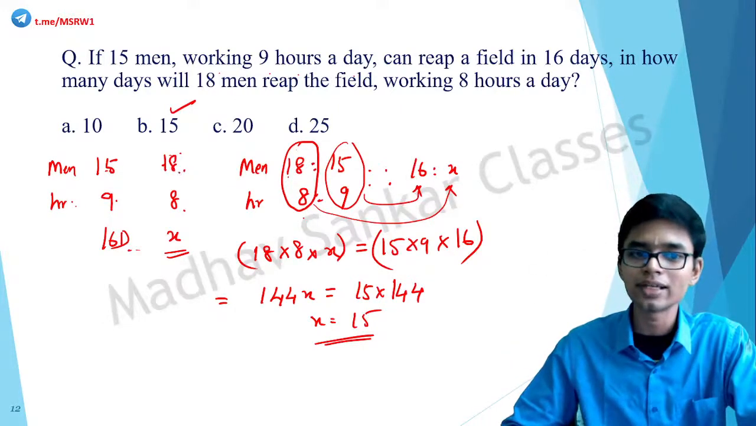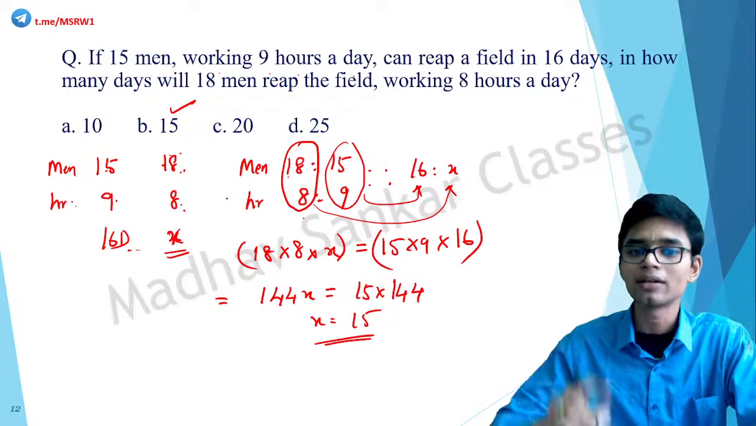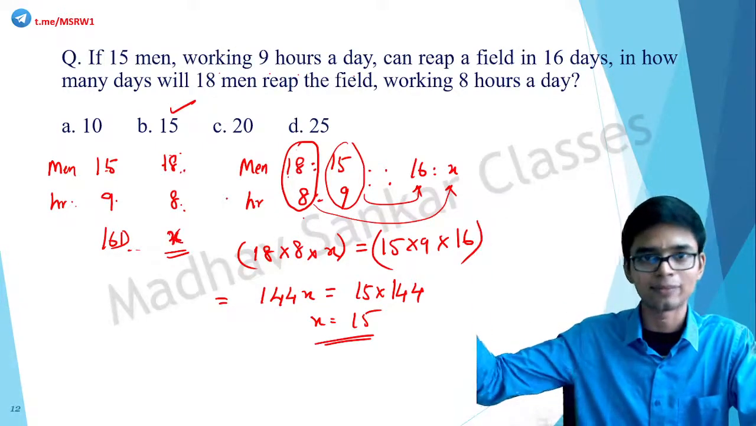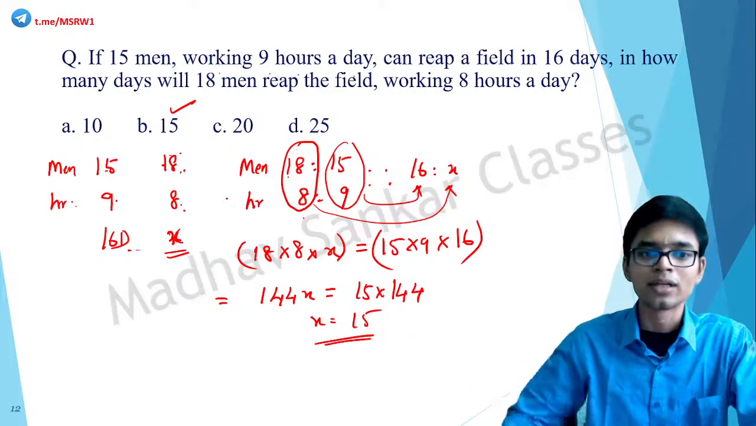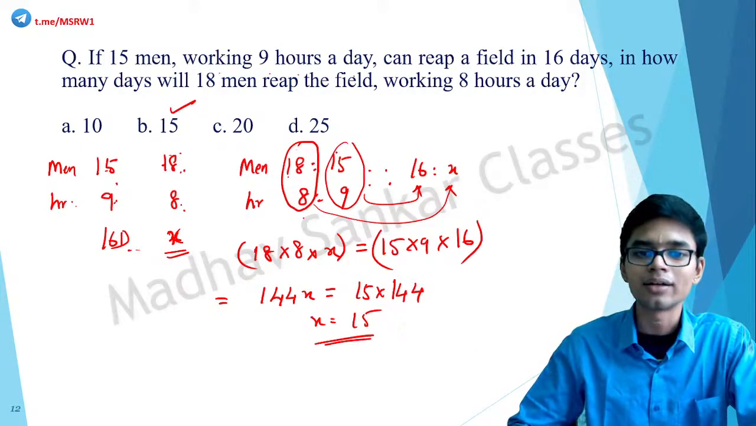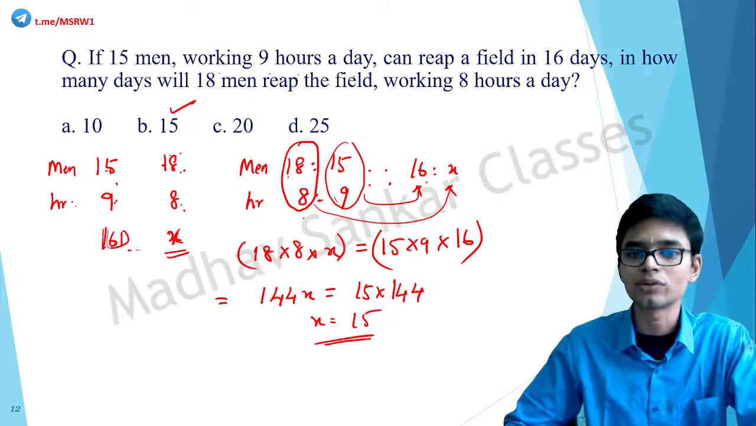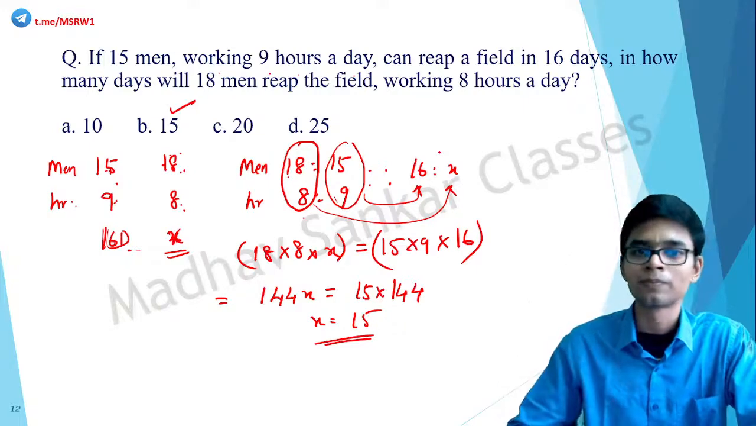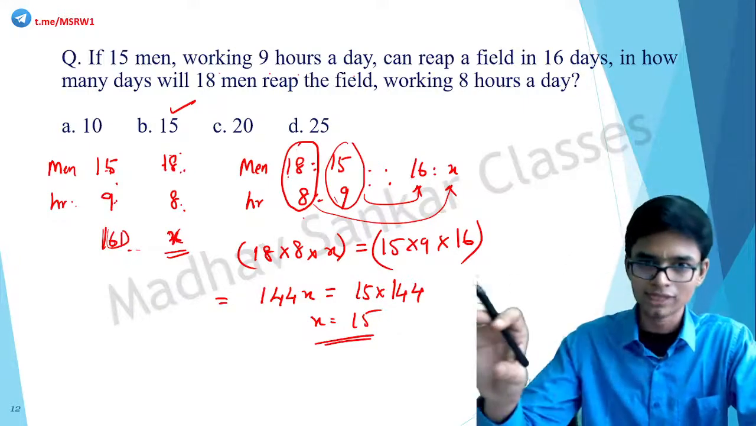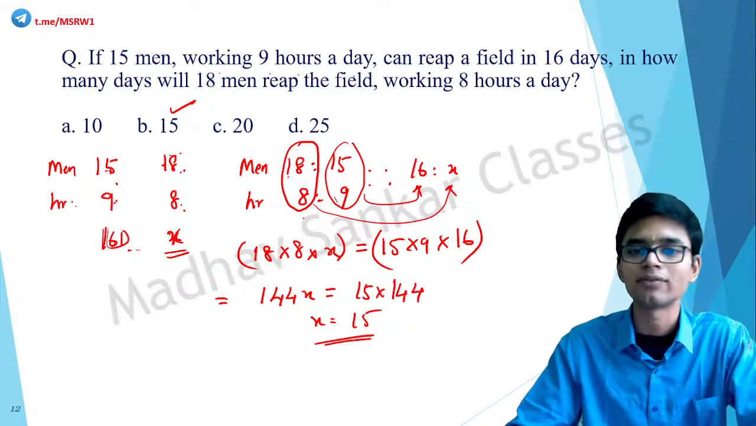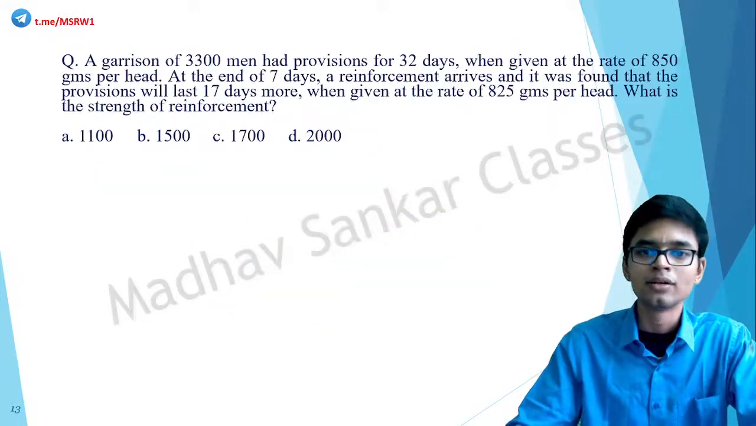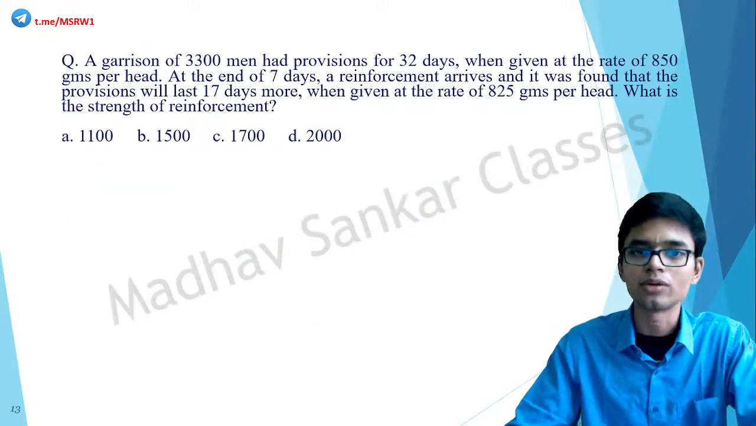So 18 men working 8 hours a day. Here the corresponding value is x. So x should come in the extreme area on the right-hand side also. Here 15 and 9 are in the mean area, so here also in the mean area the corresponding value has to come. 15, 9 and 16 is the corresponding value, so that has to come in the middle. Once you put it in this form, simply multiply and find the value. One more question in the same format and you would understand it better.